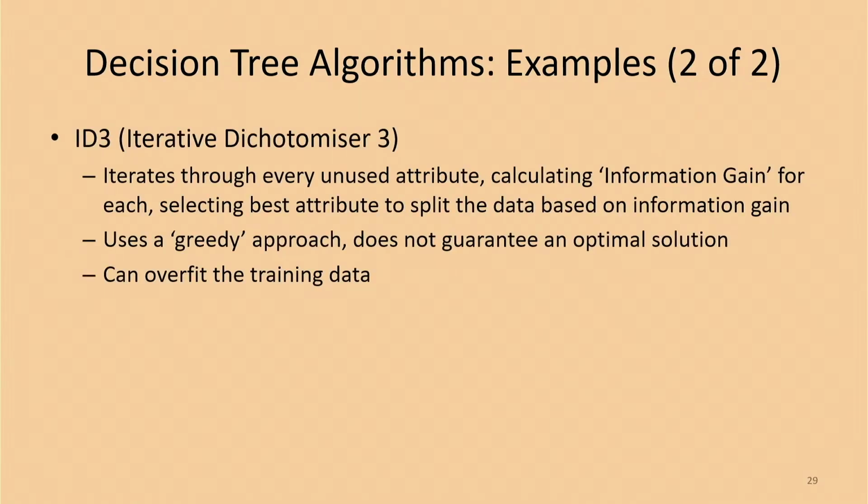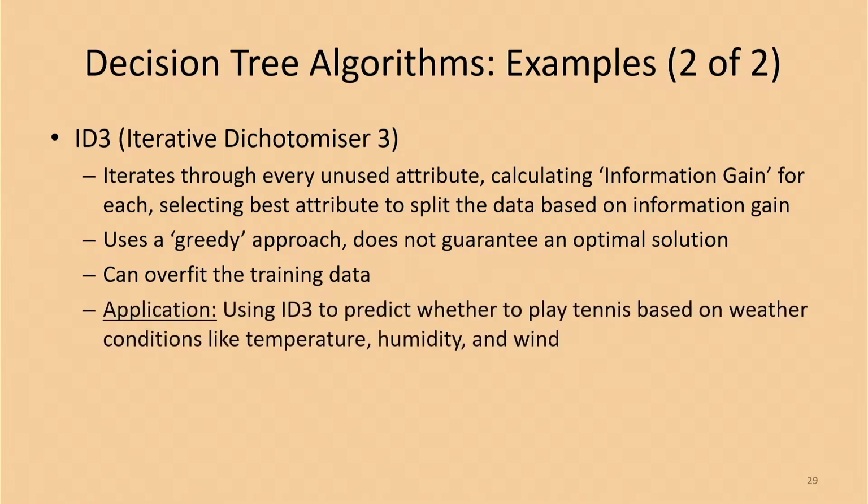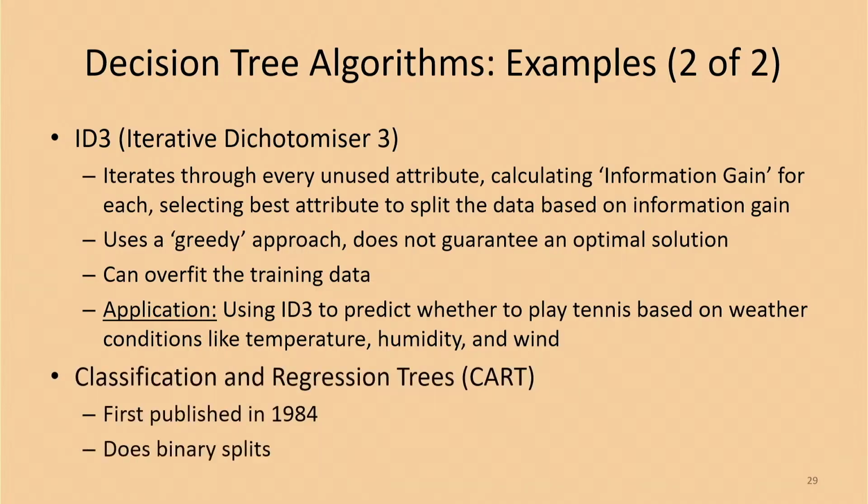Iterative Dichotomizer 3, ID3, iterates through every unused attribute, calculating information gain for each, and selecting the best attribute to split the data based on information gain. This is called the greedy approach, because it just looks at one record at a time. This can overfit the training data. So the problem that was addressed previously becomes a problem now in ID3. It is used to predict whether to play tennis. Again a decision tree algorithm for sure, but overfitting can occur.